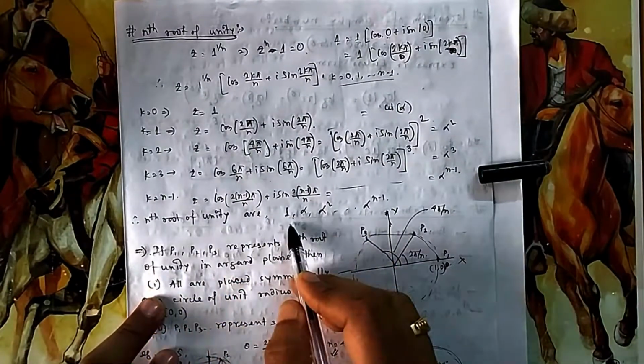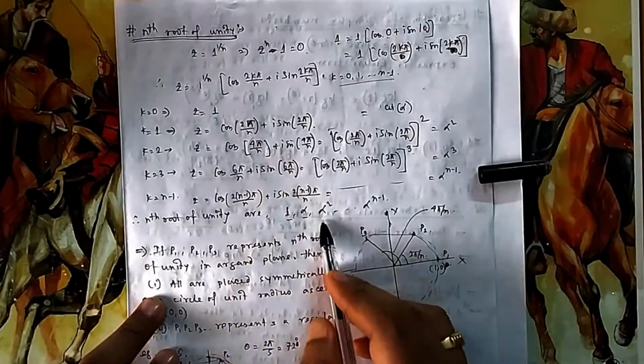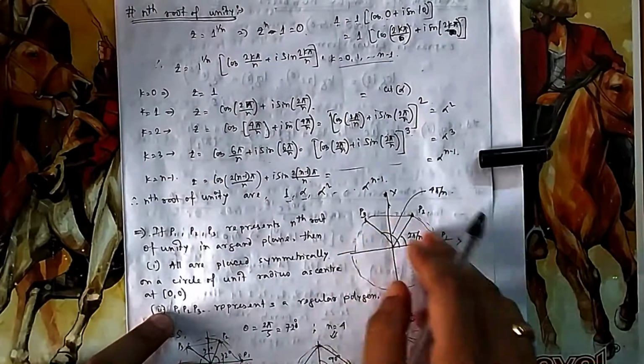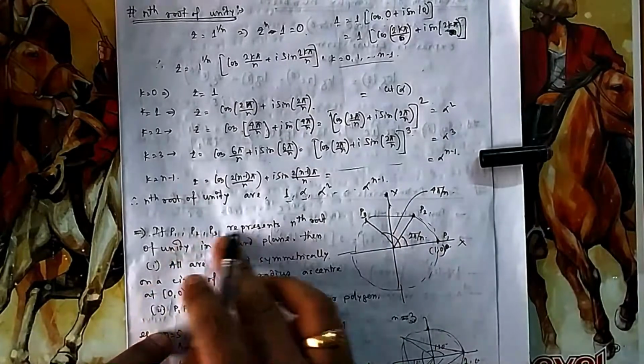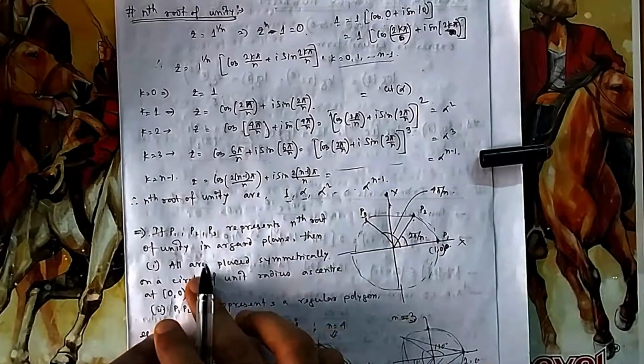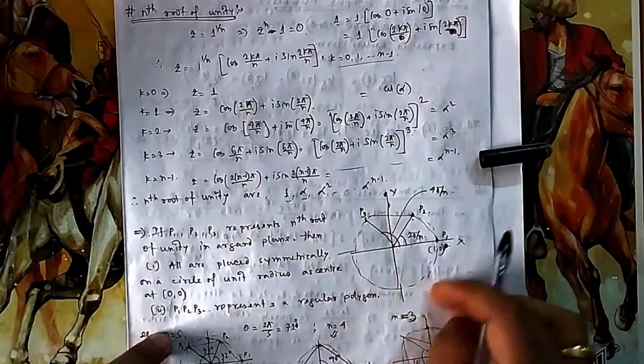So the nth roots of unity are 1, alpha, alpha square, up to alpha to the power n minus 1. And you have seen all these placed symmetrically on the unit circle. P1, P2 represent the nth roots on the Argand plane. If they represent these positions, then all are placed symmetrically on a unit circle.